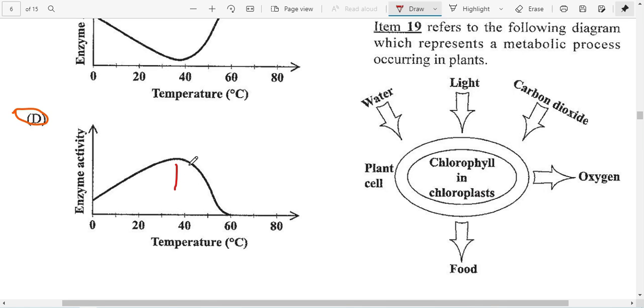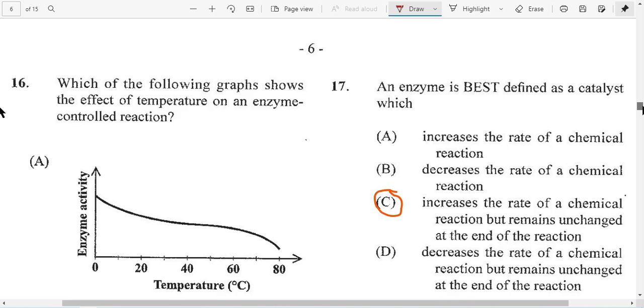None of the others could pretty much be chosen. D is the best answer here. And we move on now to question 17.